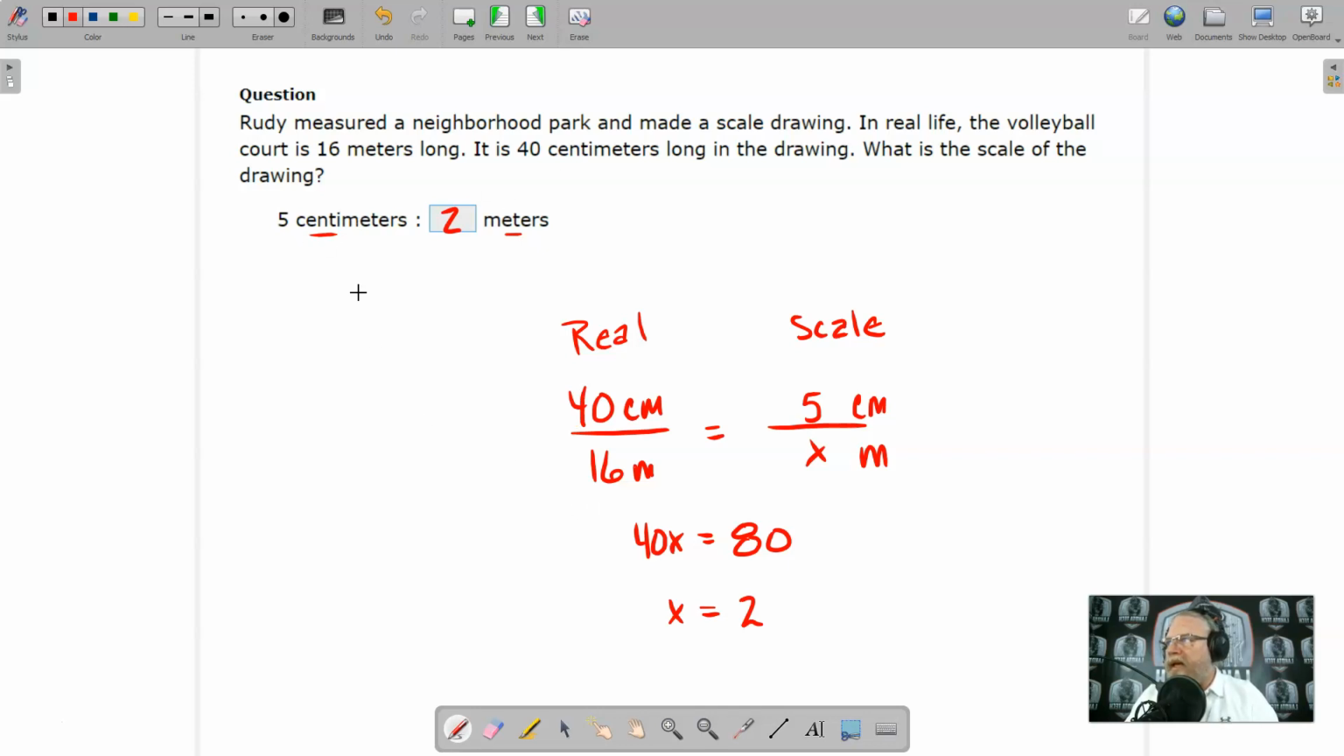Now again, we could have taken the 40 centimeters here and kind of lined it up here. 40 centimeters is to, and we have 16 meters. Well, to get from 40 to 5, we have to divide by 8, and 16 divided by 8 is 2.